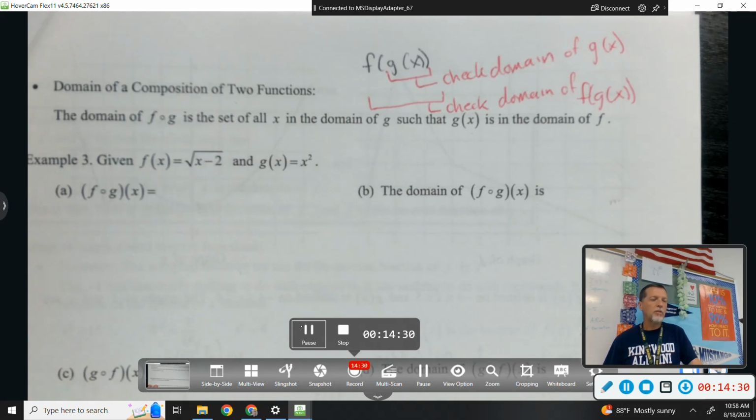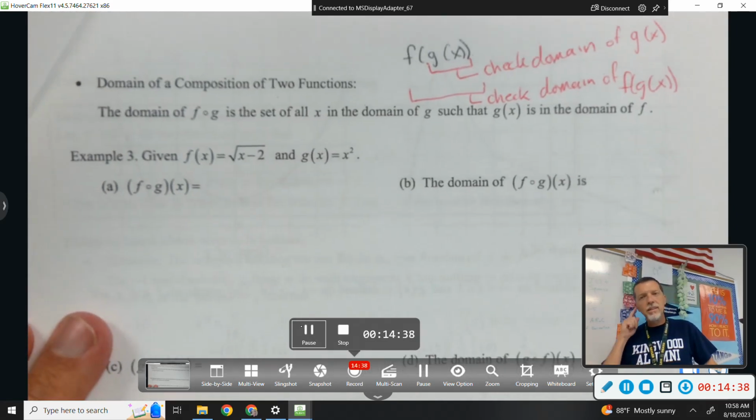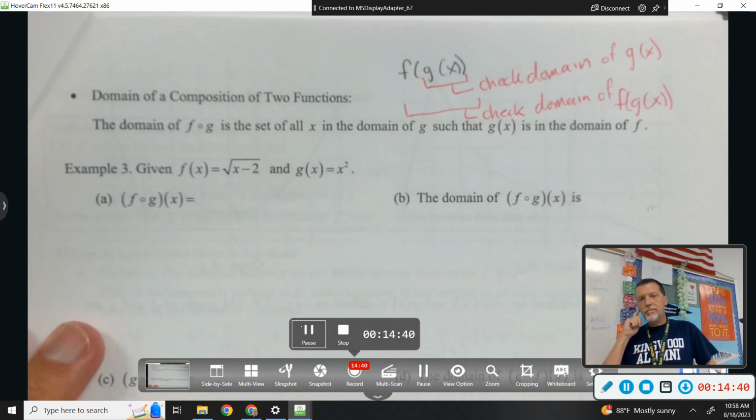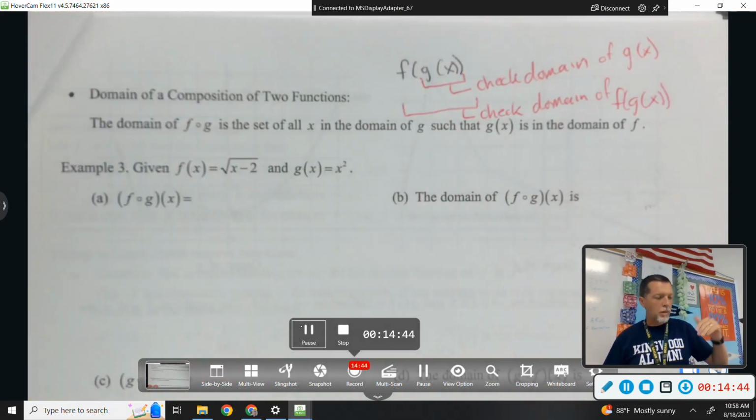So everybody gets veto power. If one guy says you can't go there, then you can't go there. You have to use this sort of overlapping. It's got to be okay for both domains to be in the overall domain.